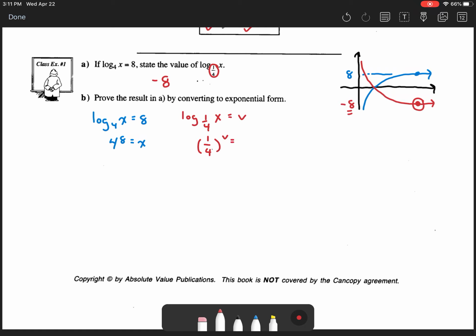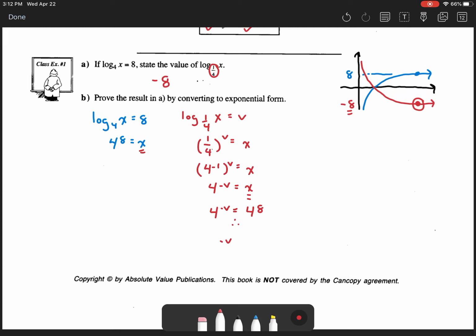Well, let's say I don't know what it equals, so we do what we did previously in this chapter, and I just make it equal an unknown variable. I will also convert to exponential form, so 1 over 4 to the exponent of v will equal x. 1 over 4 is the same as 4 to the exponent of negative 1, so it's still to the exponent of v, equals x, so this will be 4 to the exponent of negative v equals x.